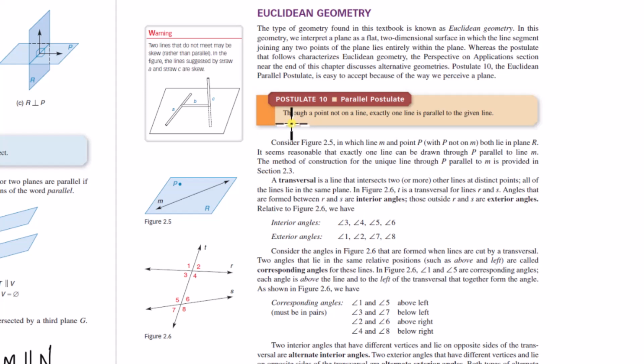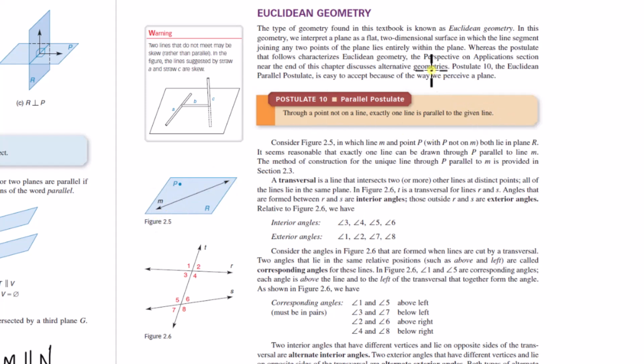The parallel postulate was that through a point not on a line, exactly one line is parallel to the given line. So it's like here, you have a line, and there's a point not on the line. Well, there's only going to be one unique line that goes through that point that's parallel to the given line.